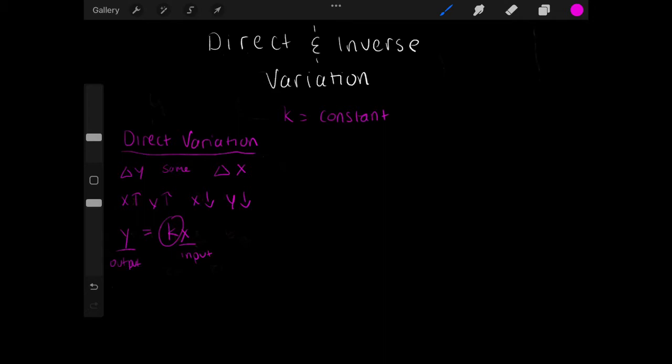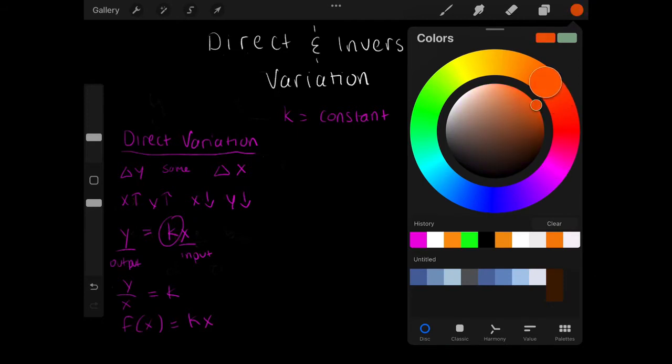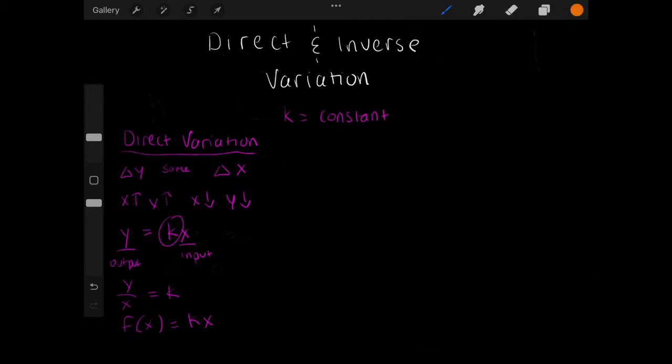Now, some other common ways to write direct variation, but you're probably not going to see them as much, are y over x is equal to k, and f of x is equal to k times x. Now, let's move on to inverse variation.